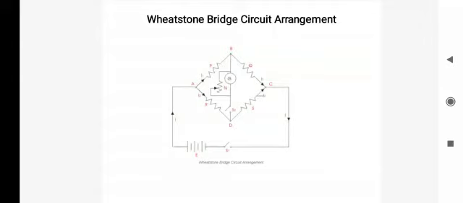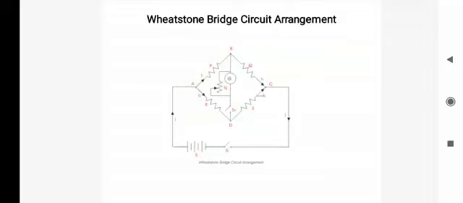For instance, the currents I1 and I2 are flowing through the points ADC and ABC. When the value of arm CD varies, then I2 current will also vary. If we adjust the variable resistance, the voltage drop across resistor S will be I2 into S, and the voltage drop across Q will be I1 into Q. Thus, the potential of the point B becomes equal to the potential of point D. Hence, the difference between the 2 points will be 0.